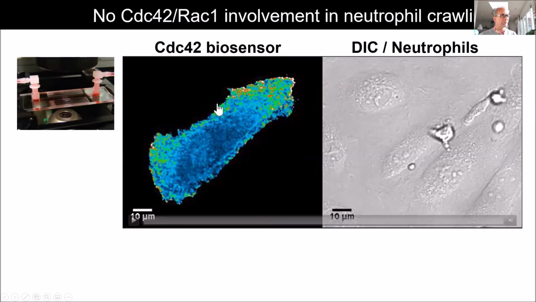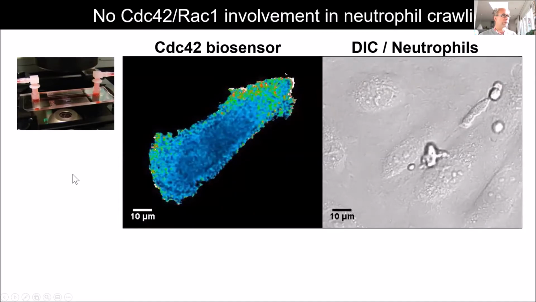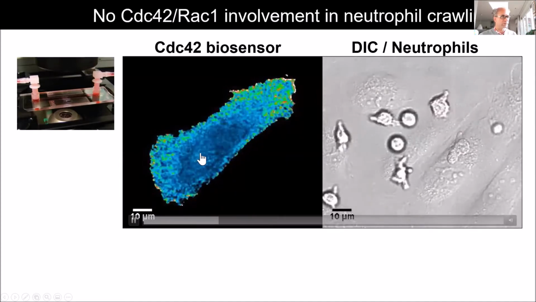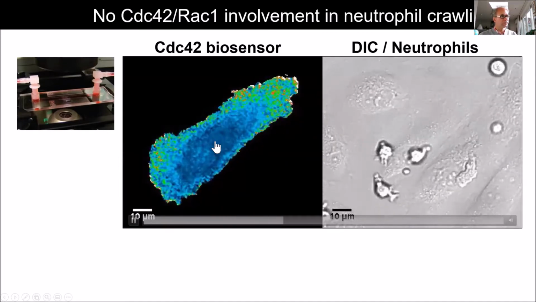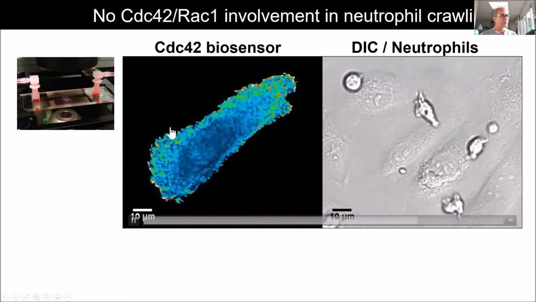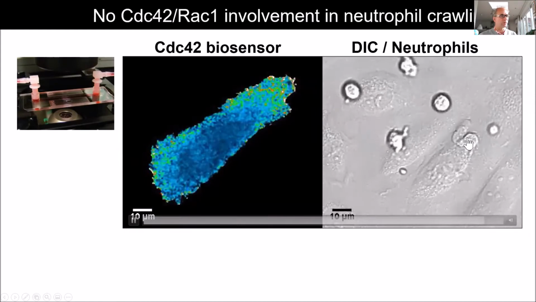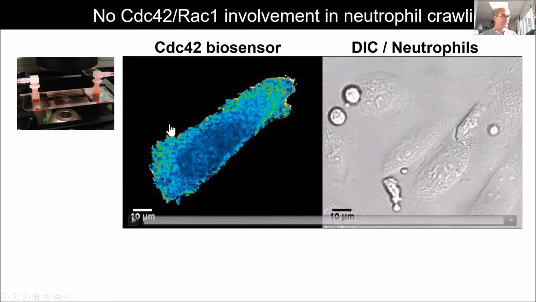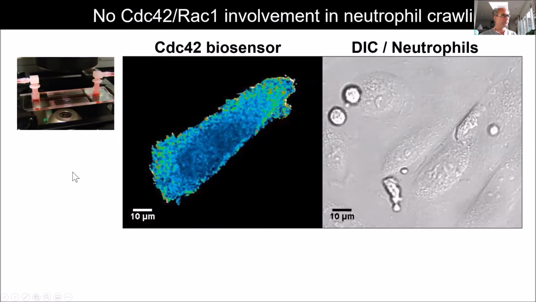So when we did this, we had endothelial cells transfected with the biosensor in a monolayer, as you can see here. This is the sensor. Neutrophils were perfused over, and then we looked at the activity of the FRET sensor. And somewhat to our surprise, we didn't see any change in the FRET ratios when neutrophils were crawling over, under, or at the transfected cells. We also did this for Rac1, and we couldn't see much.